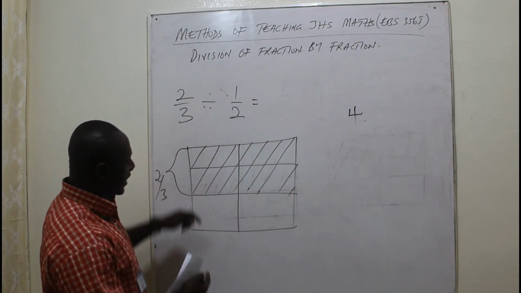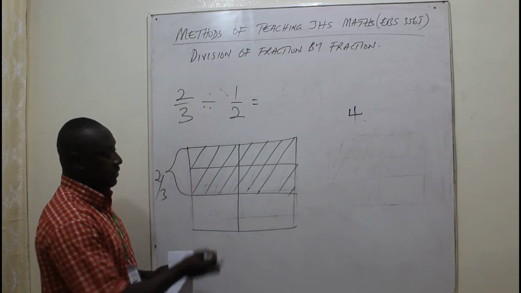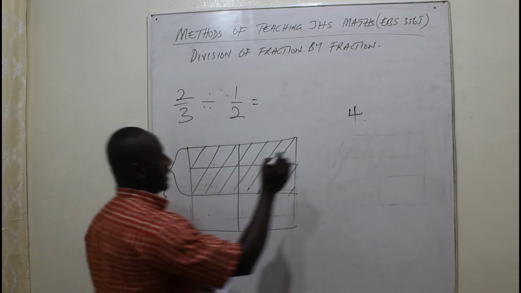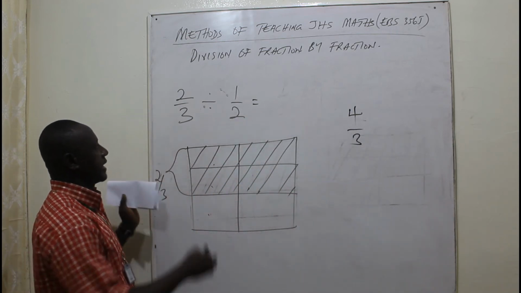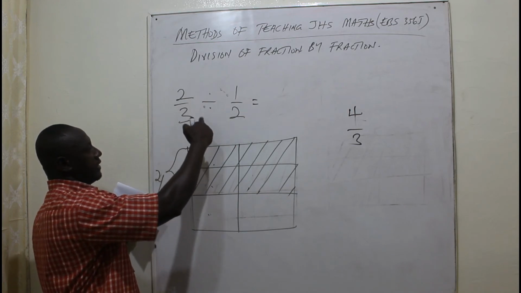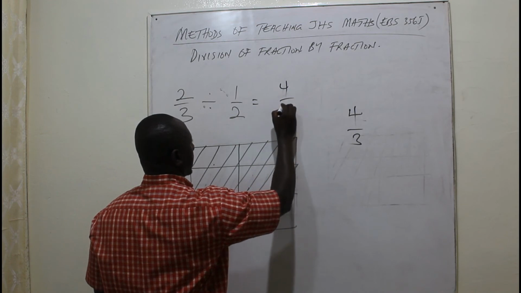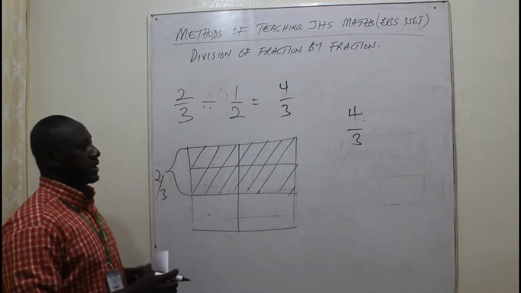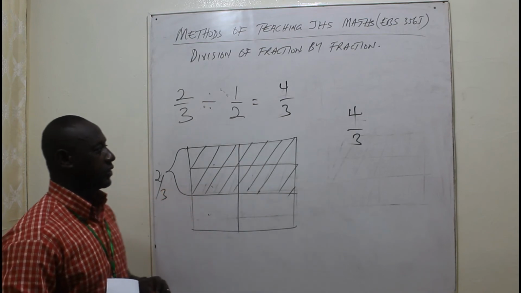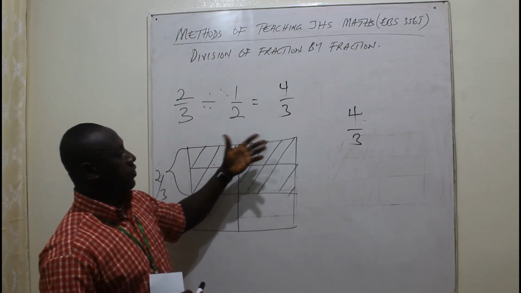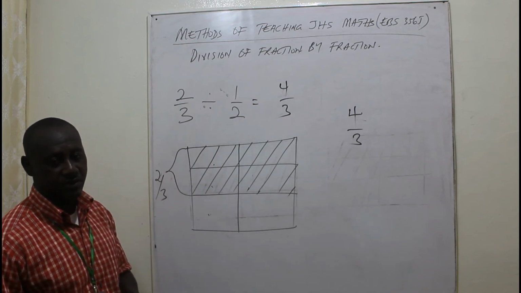And then the question is, if you count for each half, how many divisions were there? We have 1, 2, 3. And that is going to be the denominator. And that is telling us that 2/3 divided by 1/2 is equal to 4/3. And I was saying that when we have this fraction, we can also convert this fraction into what we call the mixed fraction in this particular situation.